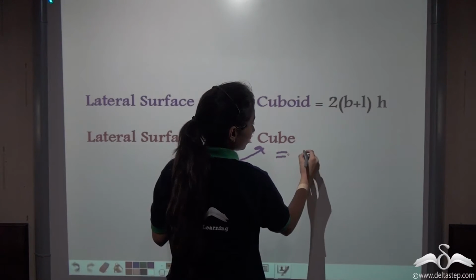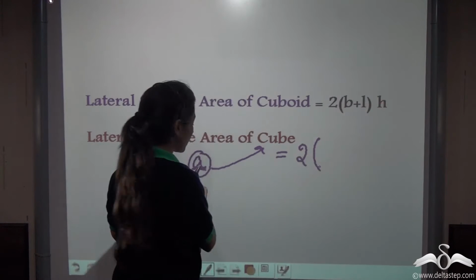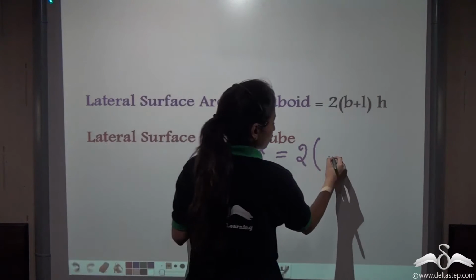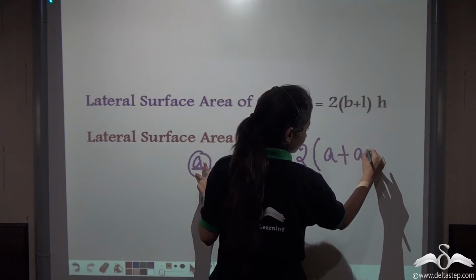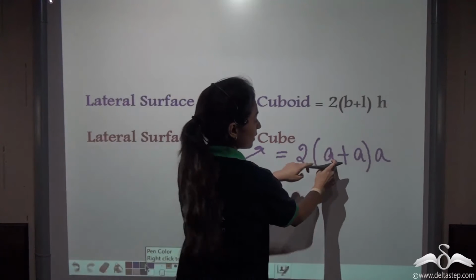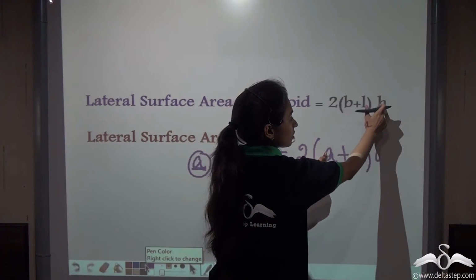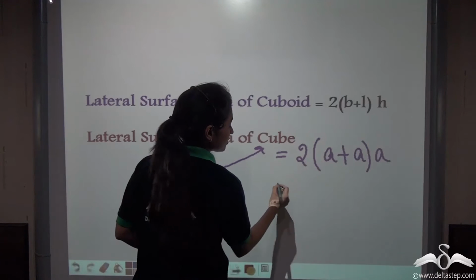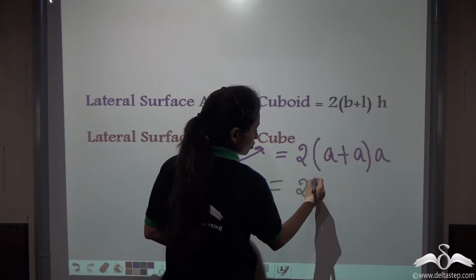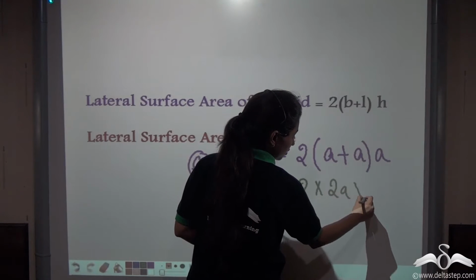So what we will get? 2 into... instead of b, l and h, we can use the dimension a for a cube. So (a + a) into a. Here a plays the role of breadth, here a plays the role of length, as well as a plays the role of h. So let's derive this. So we get what? 2. a plus a gives us 2a into a again.